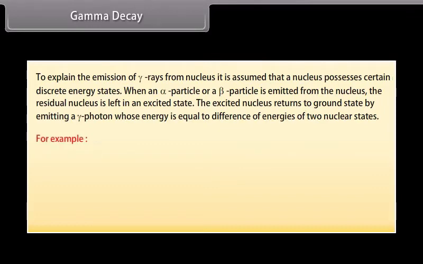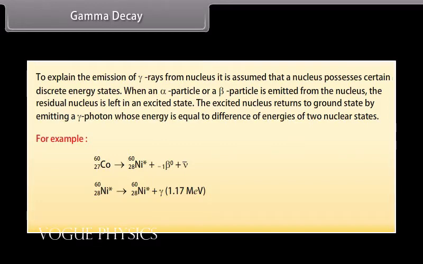For example, a cobalt nucleus with mass number 60 and atomic number 27 transforms into a nickel nucleus with mass number 60 and atomic number 28 in its excited state. The excited nickel nucleus returns to ground state by emission of two successive gamma photons of energies 1.17 MeV and 1.33 MeV.